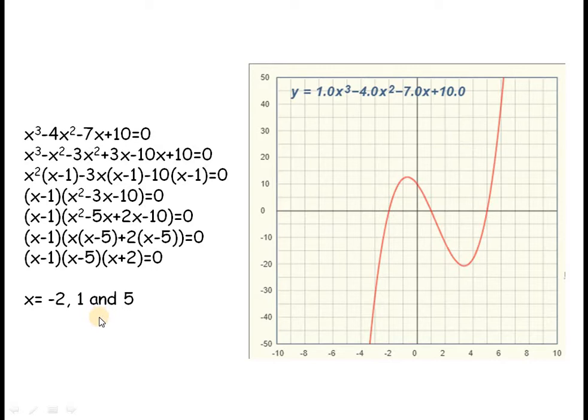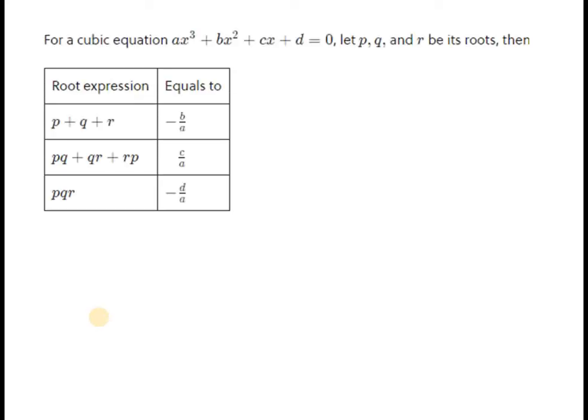And this will have further applications in various things. But for now, let us just try to learn how to factorize them. Let us learn some more. For a cubic equation ax cubed plus bx squared plus cx plus d, suppose p, q, r are its roots. If someone remembers, for a quadratic equation, the sum of roots is minus b by a and the product of roots is c by a.